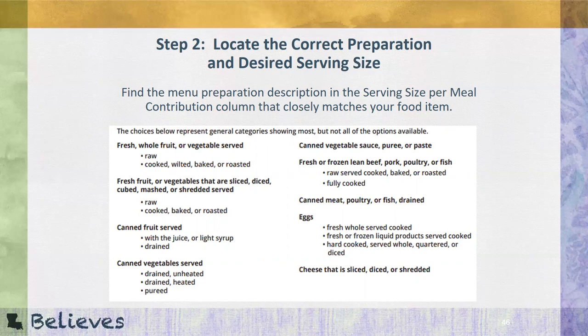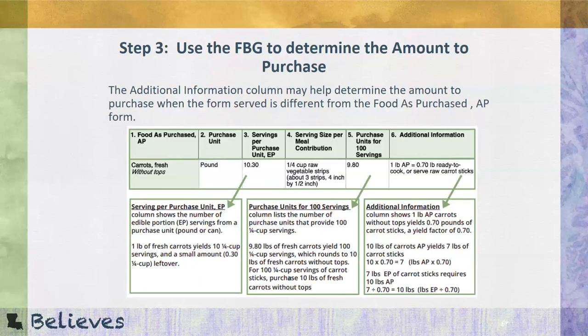For meats, determine if it is purchased frozen, raw, fully cooked, or roasted. Also determine if it is a canned item, like canned tuna or chicken. For eggs, check the item as purchased to see if it is packaged as shellable eggs, fresh or frozen liquid eggs, or hard-cooked eggs. Determine if it is pre-cooked, diced, quartered, or whole, as those factors will affect the measurement, serving size, and creditable yield. The cheese item should be selected not only by the type, but also whether it is sliced, diced, or shredded. This will affect the weight, the quantity you purchase, and really everything about your grocery list.